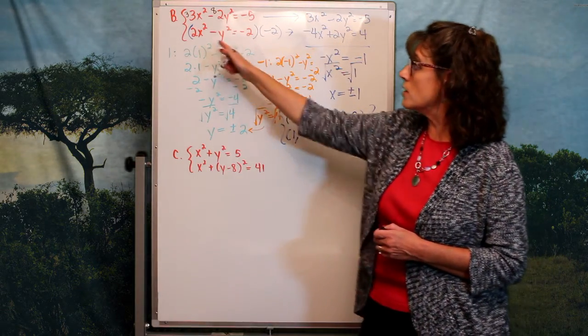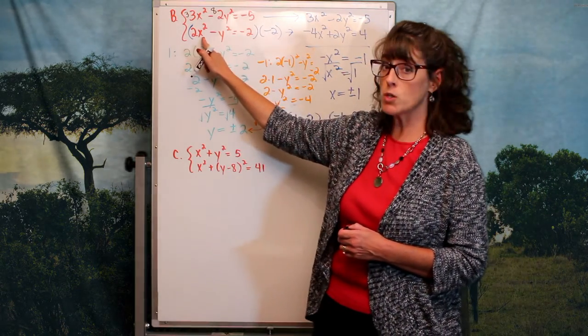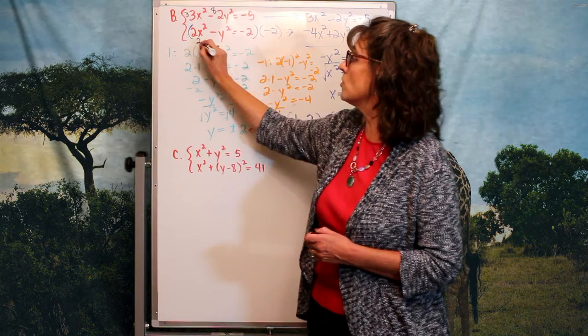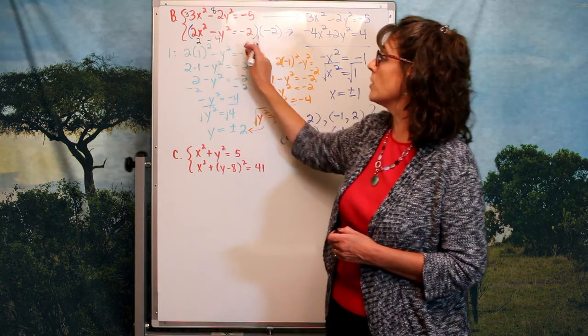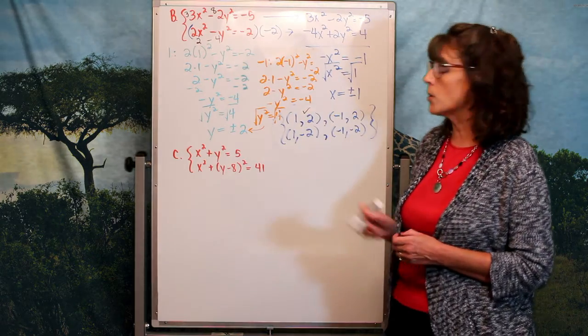So now let's check this in the bottom one. 1 here. 1 squared is 1. 2 times 1 is 2. And now let's put the 2 in here. 2 squared is 4. So 2 minus 4, yep, it's a negative 2. So I know that this one works.